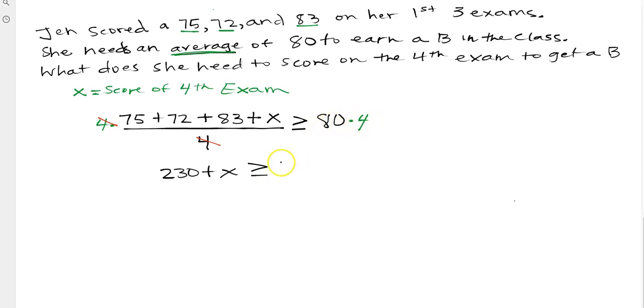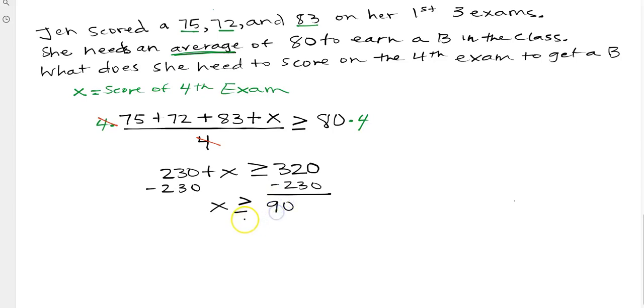Well, 8 times 4 is 32, and then we need to put a 0 at the end because that was an 80. And then the last thing to do to get x by itself is just subtract 230 from both sides. All right, and so when I do that, I get 90. So she needs to score at least a 90 on that exam.